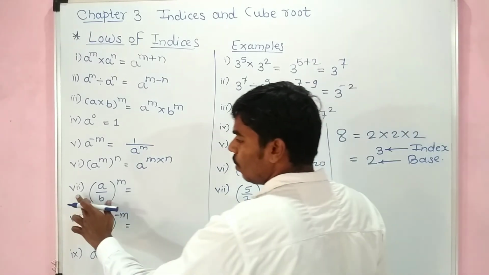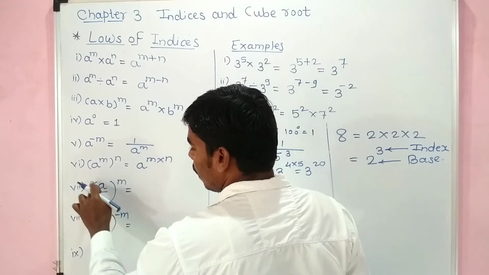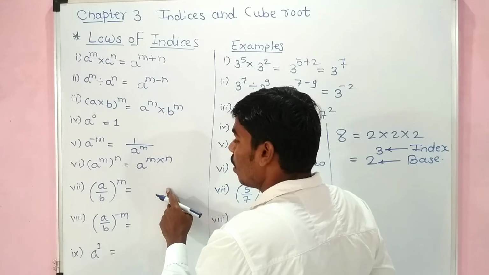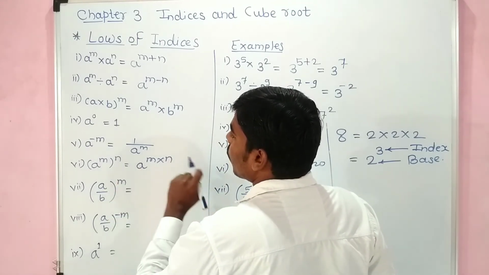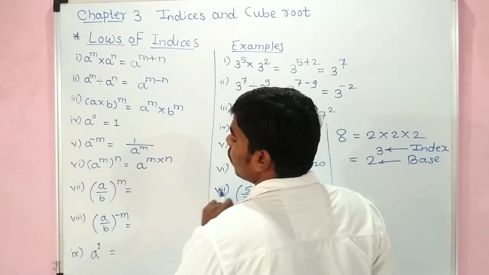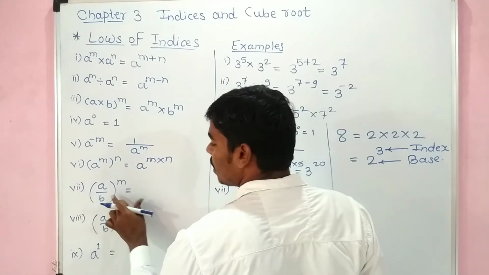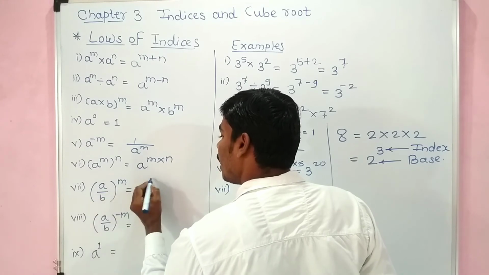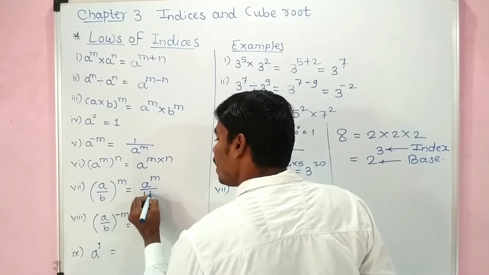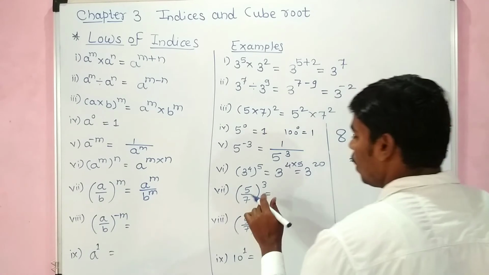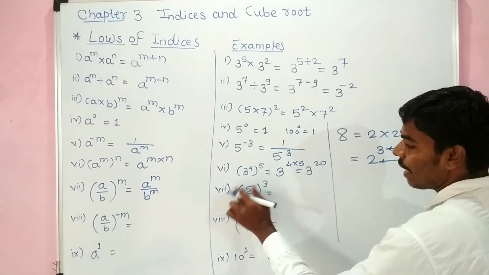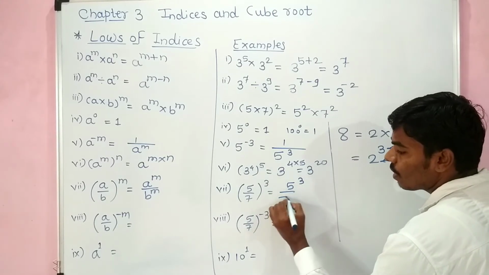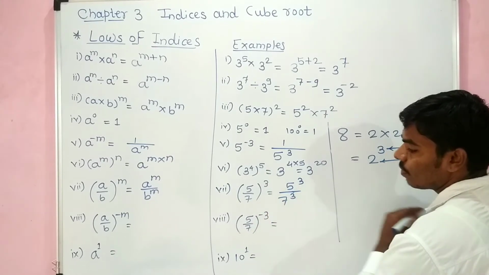Now, seventh rule, a upon b bracket raised to m. Again, similarly by this rule, if we remove this bracket, then we can write separate index of a and b, a raised to m upon b raised to m. For example, 5 upon 7 bracket raised to 3. How to write? 5 raised to 3 upon 7 raised to 3.